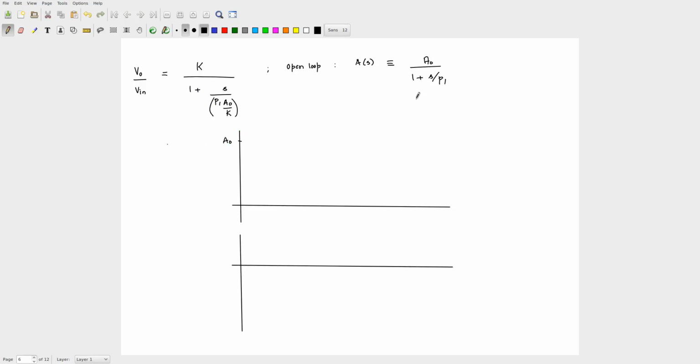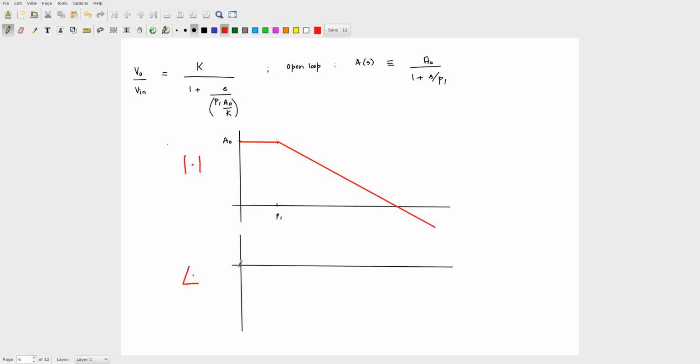Where will my pole be? Minus P1. So where will the corner frequency be? P1. Okay. So until P1, this guy is going to be straight, right? After P1, what happens? It's going to drop at how much? Minus 20 dB per decade. Okay. And what about the phase response? What's it going to start at? So this is the magnitude. This is the phase response.